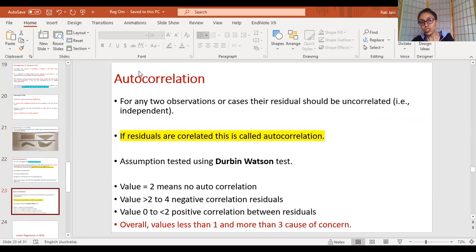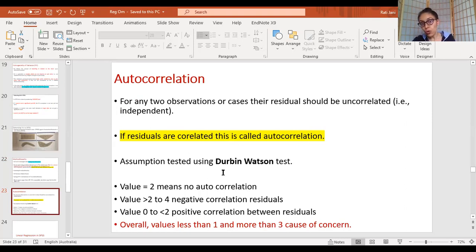Then you have autocorrelation. So what is autocorrelation? It is for any two observations or cases, their residual. For any two participants, those red dots, the distance between the red dot and the line of regression was the residual or error. So for any two observations or cases, their residuals, meaning the distance between those dots and the line of regression, should be uncorrelated. We do not want correlation between the participants, nor between their residuals. If residuals are correlated, this is called autocorrelation.